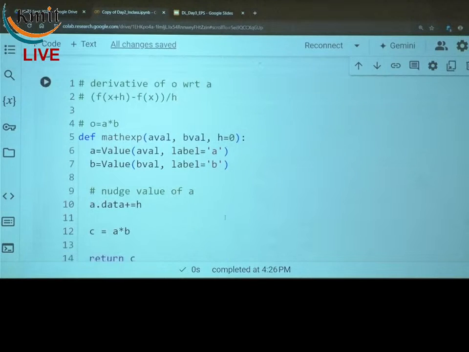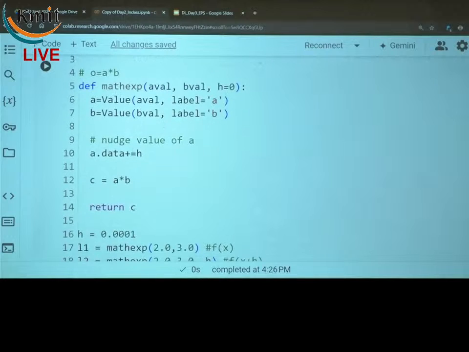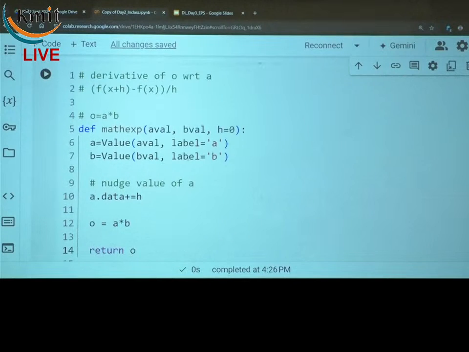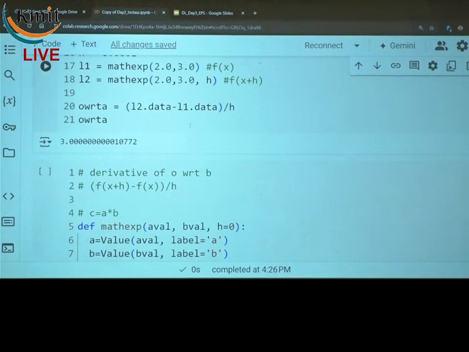Now coming to the second cell, we calculated derivative of the output with respect to the variable A. And for that, I nudged the value of A. This time, the nudging of the value should happen before I calculate the output. So you can use different variable names in case this is not convenient to you. You can use some other variable names too. So whenever I wanted to calculate the derivative of O with respect to A, I was nudging the value of A slightly because I want to know the rate of change of my output. That was the second cell.